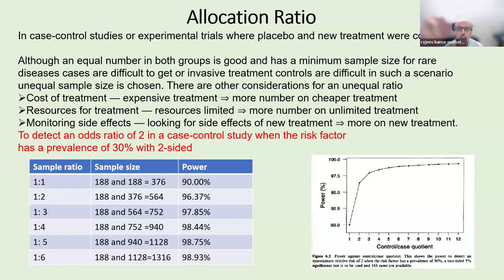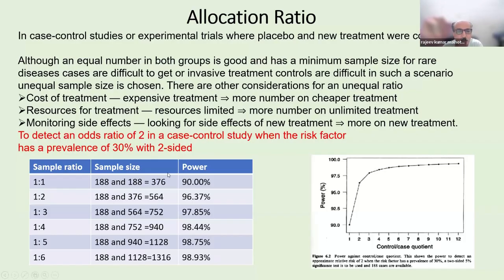So I am explaining the benefit of different allocation for cases and controls. Due to the cost, resources, treatment, and monitoring of side effects, there are some reasons for allocation. But if you decide on an allocation, the maximum you can go for is 1 to 5. After that, there is no improvement in the power, so you have to take care. The maximum is one control to 5 cases, or 5 cases to one control. After that, you don't get any power benefit.